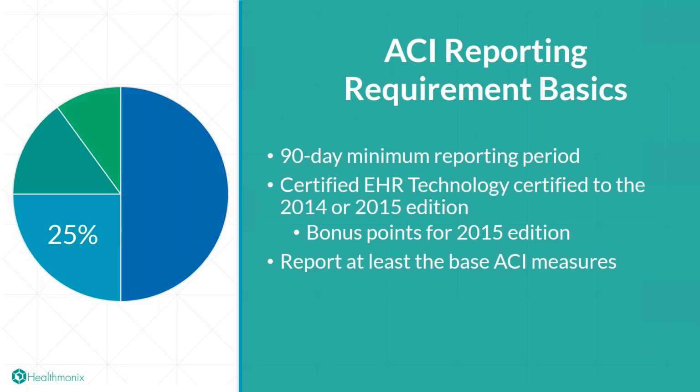First, we point out that the weight of ACI for your overall MIPS score is going to remain the same at 25%. For ACI, unlike quality, you can still report on a 90-day minimum reporting period. So if you are collecting information on ACI measures, maybe you have not yet engaged your EHR or your clinicians on using a certain function of your EHR, you do have time and flexibility in finding a date range that will fit collecting the information and doing the actions for the measures you want to report on within ACI.